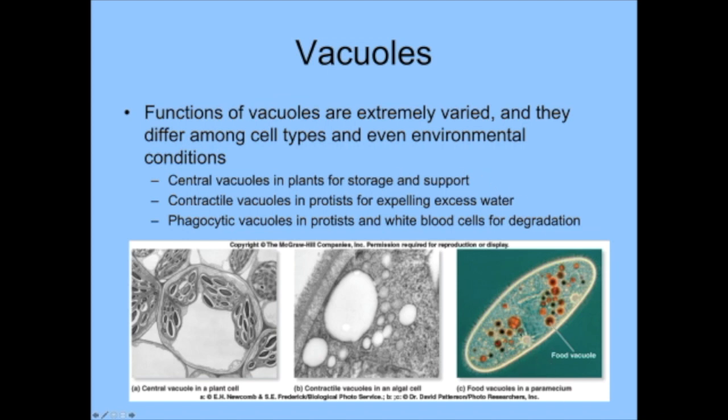In protozoans here, in protists, it's used to expel water. So we have a food vacuole to take in food, and we have over here vacuoles that are used to pump water out in case too much water comes across the cell of the paramecium. There are phagocytic vacuoles in protists. That's what the food vacuoles are. And it is believed that we have vacuoles in white blood cells. They're pretty much the same thing as our lysosomes.